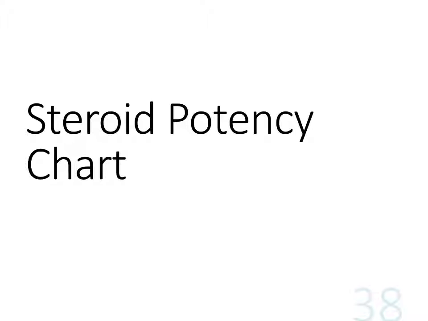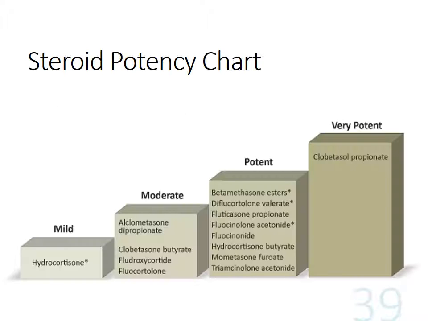So looking at the different potencies of different steroids, you can see here that hydrocortisone is your go-to, very mild steroid, fairly low potency. It's available in lots of different over-the-counter preparations. You'll see different creams and ointments, with ointments being more occlusive than a cream. It's going to be more greasy, and it has better staying power.